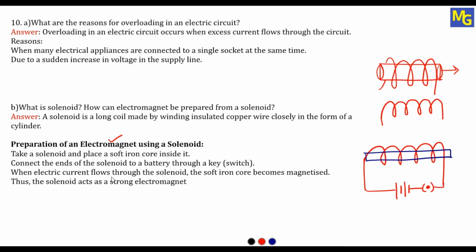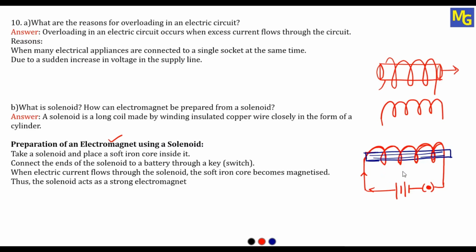Third, when electric current flows through the solenoid, the soft iron core becomes magnetized. So once the switch is closed, the electricity will flow into this wire. As the electricity is flowing into this wire, the magnetic field will develop in this wire, and all these magnetic fields will get added, summed up, and this whole wire will get magnetized, and that magnetized property will go inside this core, which you can see here, the soft iron core, that will take that magnetized property, and this whole iron core will get magnetized. Thus, the solenoid acts as a strong magnet.